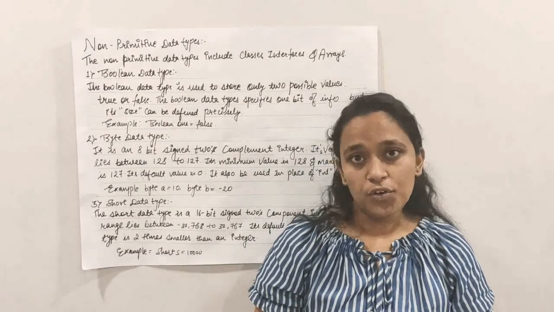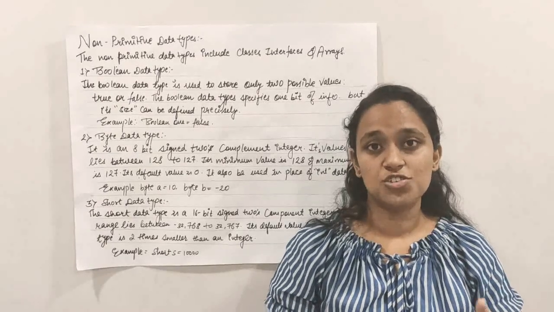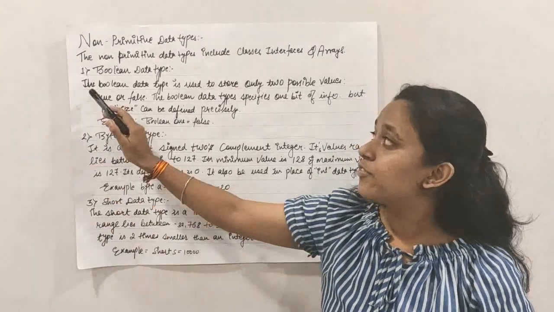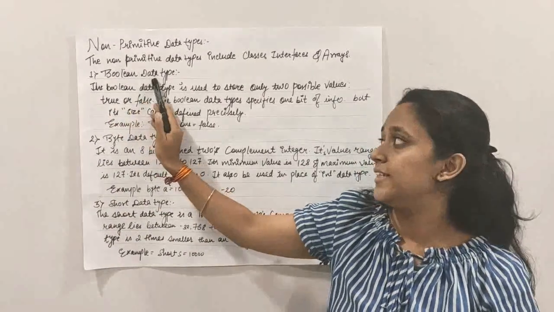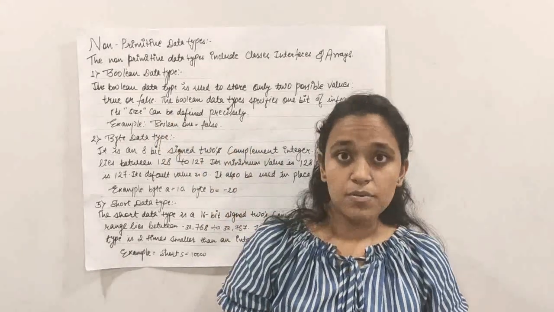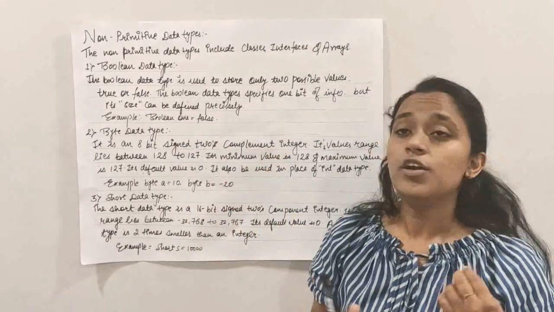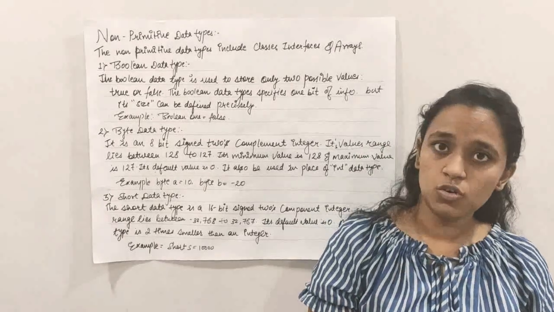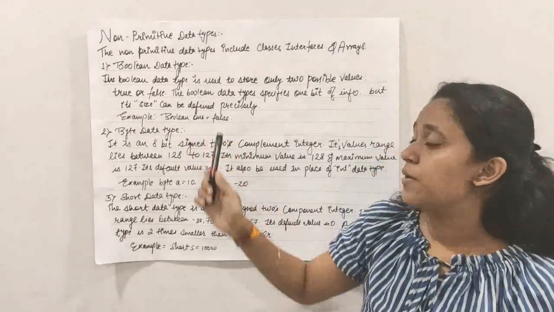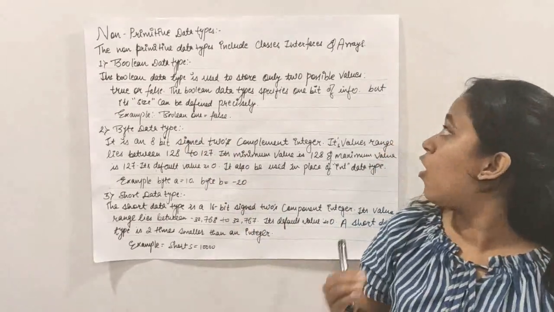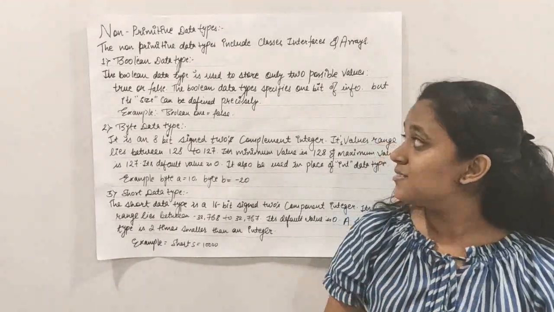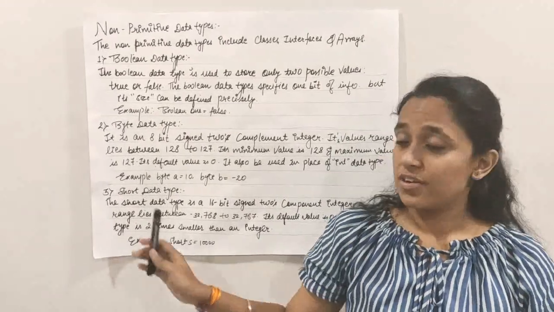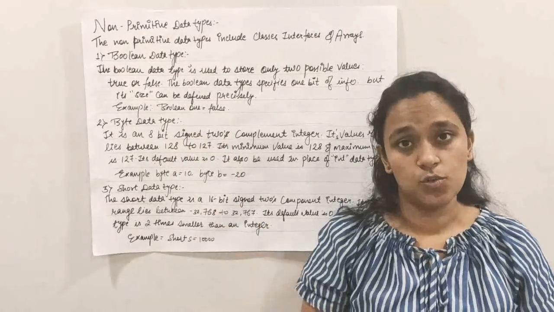Now we are going to discuss a detailed version of the primitive data types. Our first primitive data type is the boolean data type. The boolean data type is used to store only two possible values, that is true or false. The boolean data type specifies one bit of information, but the size can be defined precisely. For example, boolean one is equal to false.